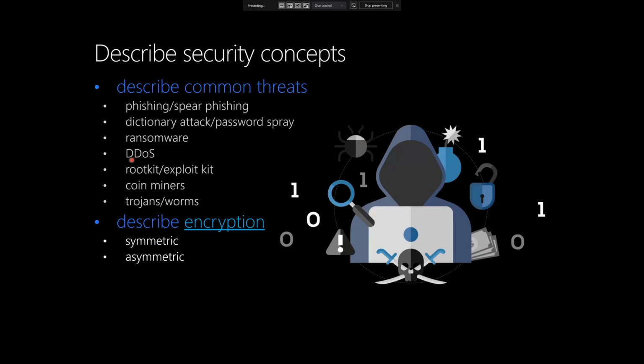The idea here is that an attacker will send so many requests to a web page or a server or an application that the application can't process those requests anymore, and it just becomes unavailable. It just falls over. There's other common types of threats, including things like rootkits, exploit kits, coin miners that attempt to take over your infrastructure so that the attacker can attempt to mine Bitcoin, as an example.